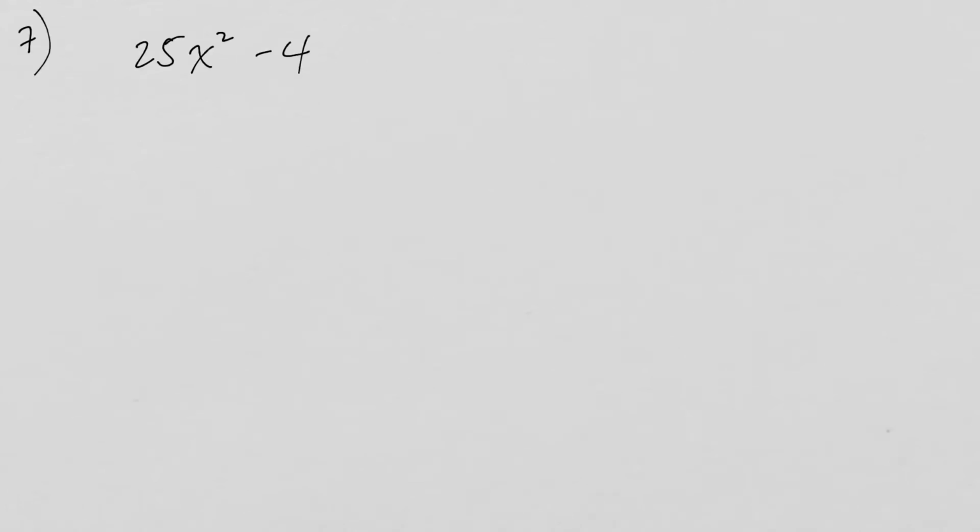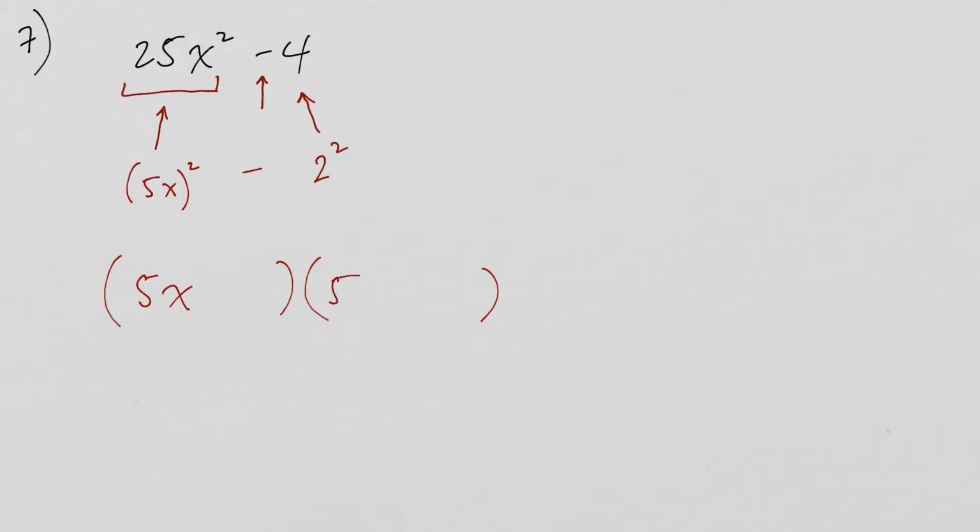Okay, this is a special case factoring where you have the difference of two squares. This is 5x squared and this is 2 squared, and you have the difference. So whenever you have the difference of two squares, you're always going to have the product of two conjugate pairs. The first item you put here, the second item you put here, and then you just put the opposite signs in between them.